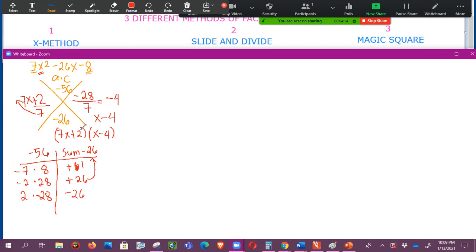Okay, so let's check. Negative 8, 7x, and then x. I think this is correct, right? This will be correct. Okay, next, slide and divide.